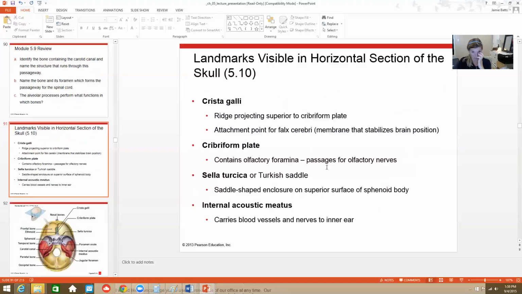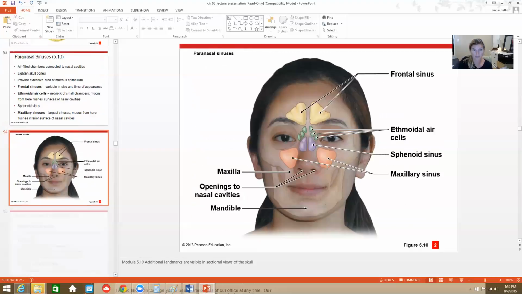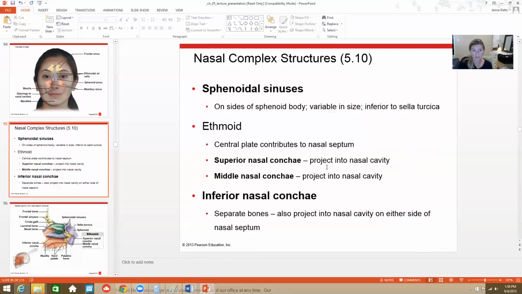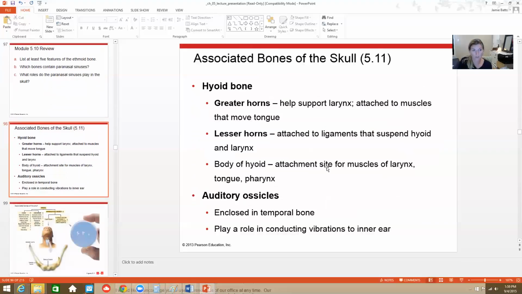Same thing with these structures on the inside of the skull. You do not need to know these for me, but you may need to know these for your lab instructor. The sinuses here, again, depending on your lab instructor.